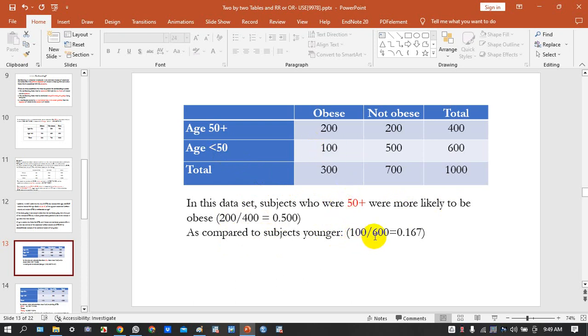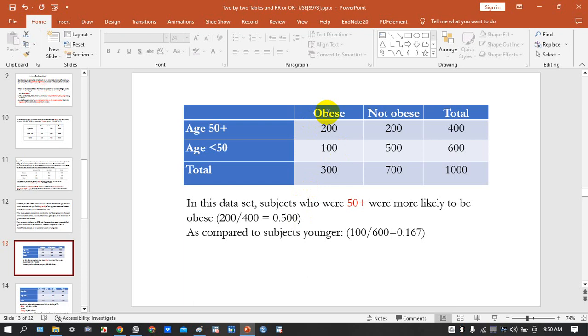So 100 over 600 gives us 0.167. So you realize that the incidence is higher over here, 0.5, and here it is 0.167. So the incidence of obesity is the exposure, and that is what we are looking at. The obesity is what? Exposure. So we want to establish exposure status.